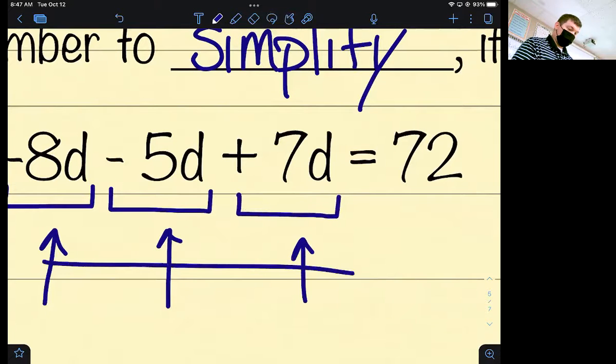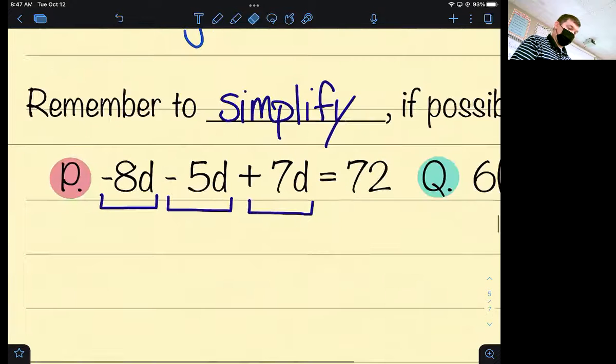+7d. Combining like terms means I'm going to add all those together. But when I add terms together that have different signs, I subtract. And when I add terms together that have same signs, I add. So be careful here. Let's just go 2 at a time.